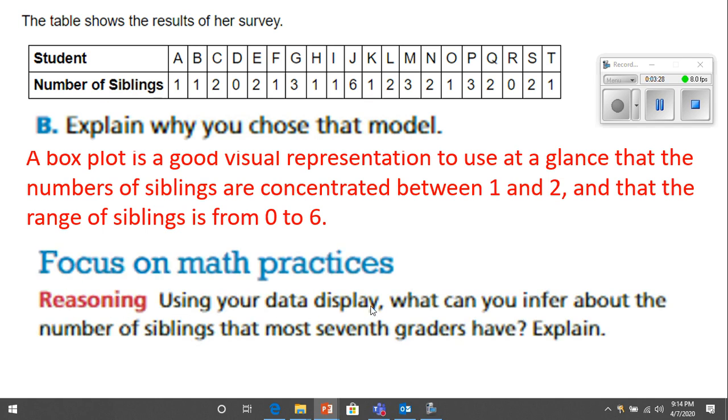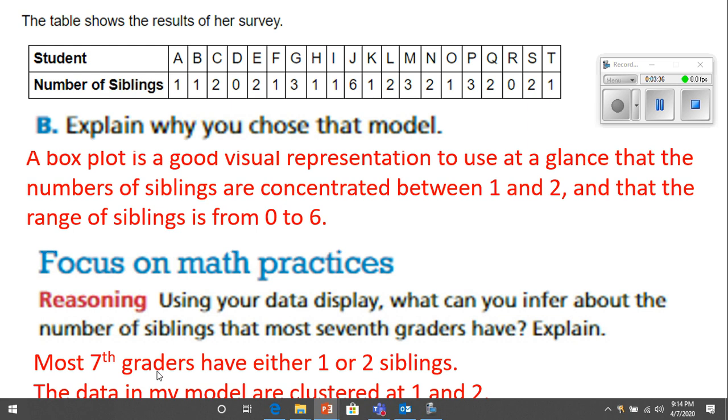Using your data display, you can infer about the number of siblings that most 7th graders have. Most 7th graders have either 1 or 2 siblings. The data in my model are clustered at 1 and 2.